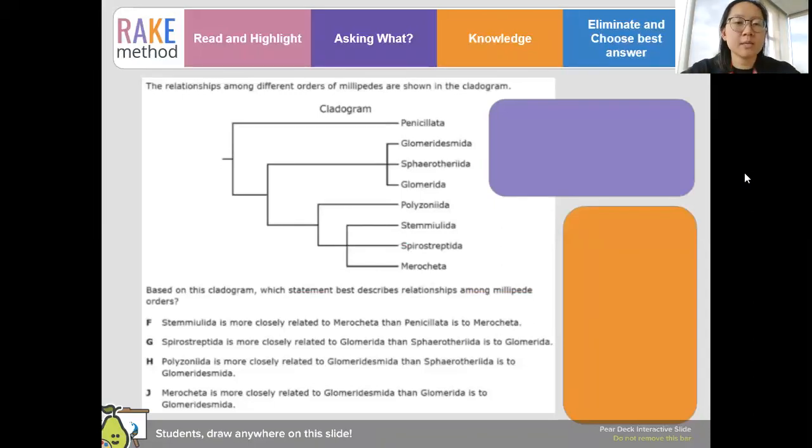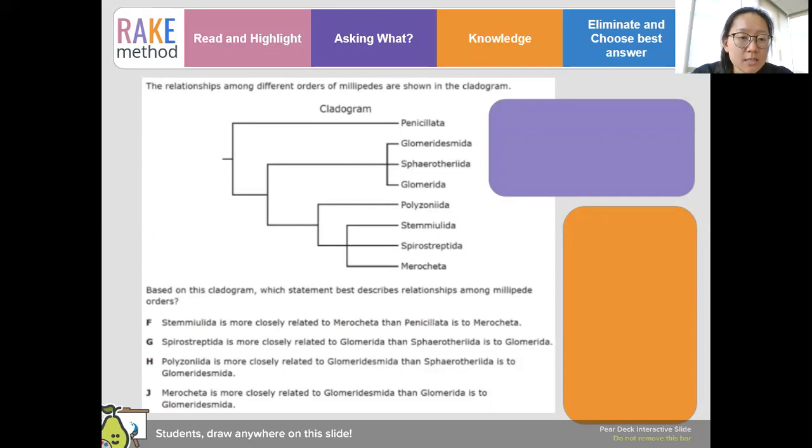It says the relationships among different orders of millipedes are shown in the cladogram. So we have a visual cladogram here with different millipedes. Hopefully y'all know what millipedes are. Based on this cladogram, which statement best describes relationships among millipede orders? F says Stemulida is more closely related to Mariquita than Penicilliata is to Mariquita. G said Spirostreptida is more closely related to Glomerita than Spherotherida is to Glomerita. Now these names might be really hard, but they're all on the table, so you can always point them out or circle them or star them as you're going through.